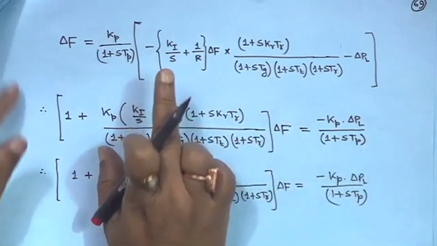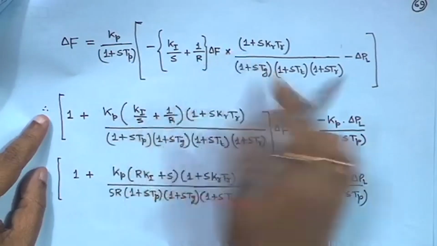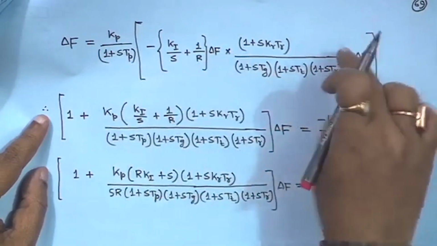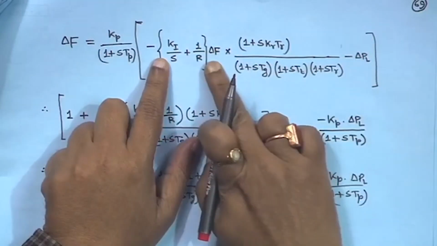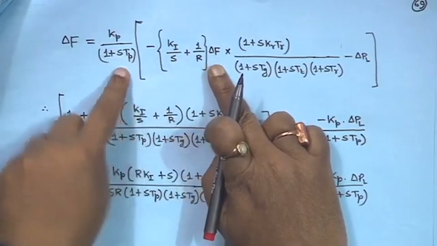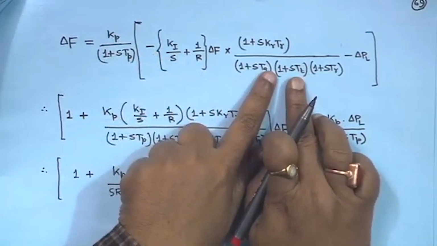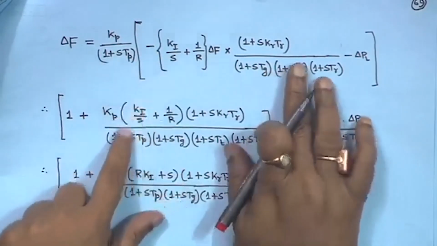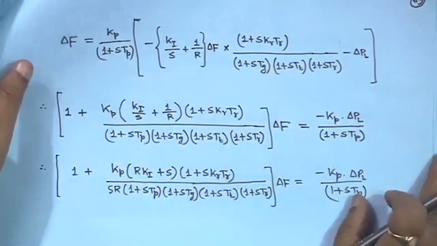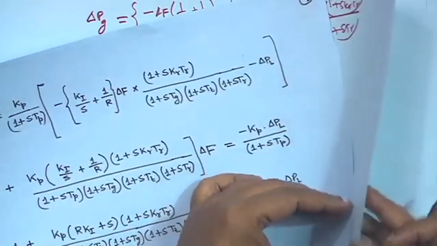If you make it like this, this is your delta F is equal to this one, and this term, from here to here, with delta F is associated with it, multiplied by K P upon 1 plus S T P. So, you multiply this, then you bring this term to the left hand side. I am just writing one or two lines for you, because writing it all out will consume some time, but it is understandable.